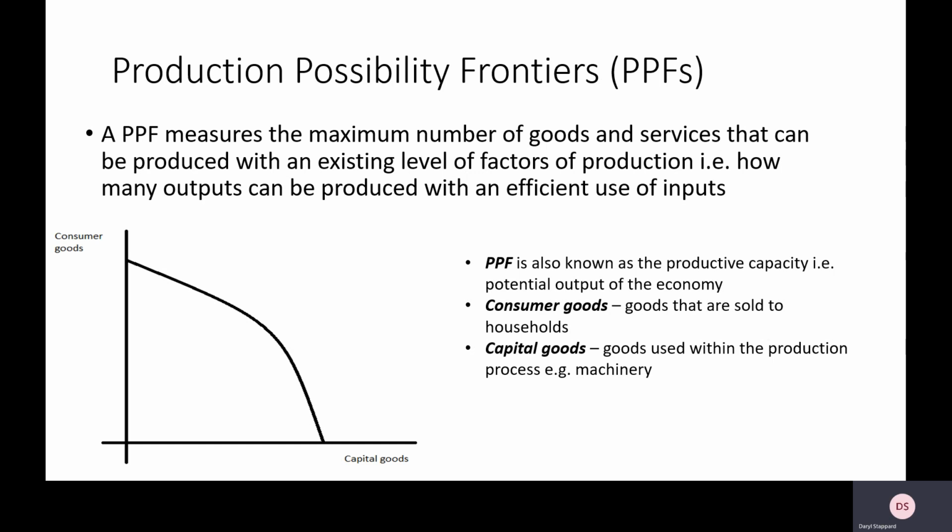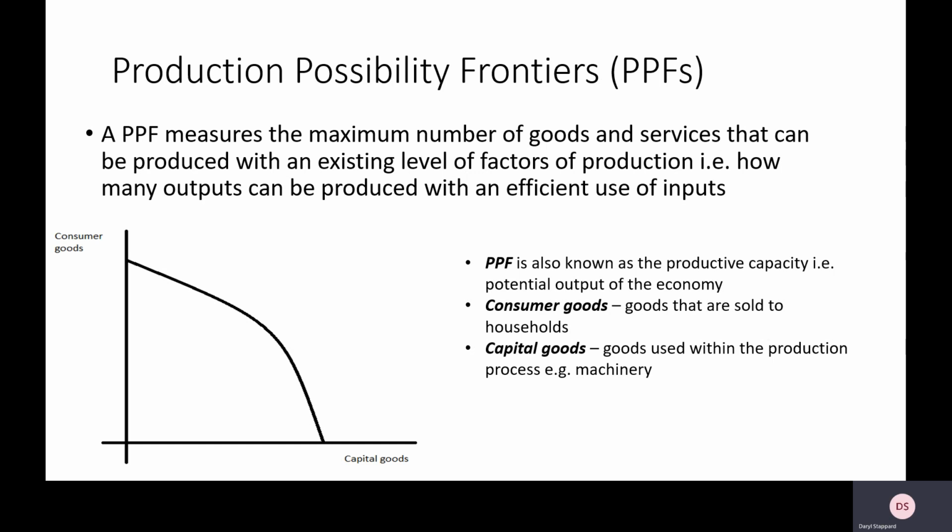So the idea would be that bigger economies such as China and America will have a much bigger production possibility frontier than the UK because they have more factors of production. Smaller economies, let's say Switzerland, Holland, Belgium, etc., have got fewer factors of production, which means their production possibility frontier will be smaller than that of the UK economy.